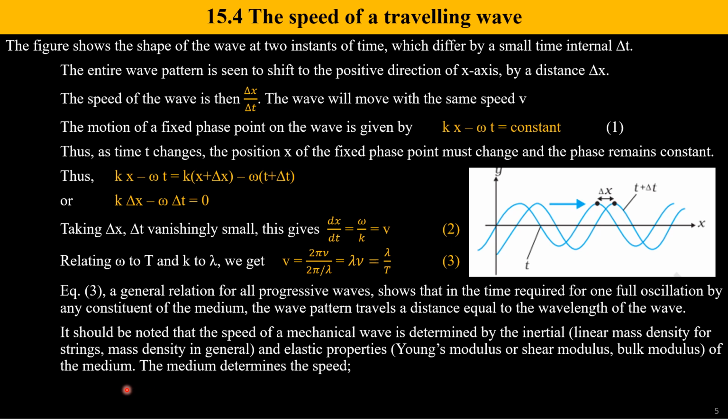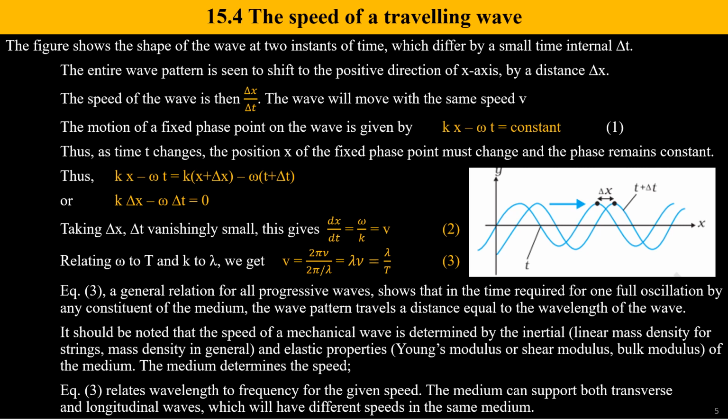Equation 3 also relates wavelength to frequency for the given speed. As remarked earlier, the medium can support both transverse and longitudinal waves, which will have different speeds in the same medium. We will further discuss different mediums in subsequent sections.